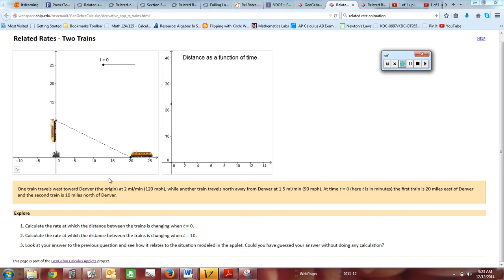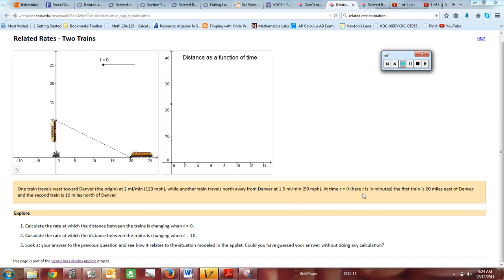And again, just to recap what's going on here, we have one train that's traveling west toward Denver. So this is our train traveling west toward Denver. They give us a speed, 2 miles per minute, also known as 120 miles per hour. We have another train that's traveling north away from Denver. So this must be Denver right here. It's traveling north away from Denver, and they give a speed for that one, 1.5 miles per minute.